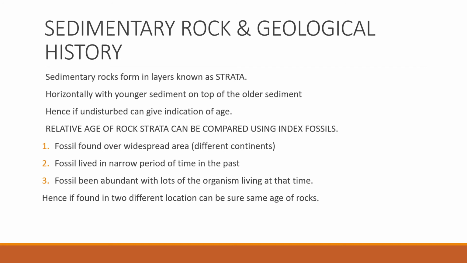To be an index fossil, there's three things it has to have. The fossil needs to be found over a widespread area, so they need to be on different continents. The fossil has to have lived in a narrow period of time, so you've got a distinct lifespan, you know, what years that fossil was around. And the fossil has to be abundant, with a lot of that organism living at that time, so there's a high chance of you finding them.